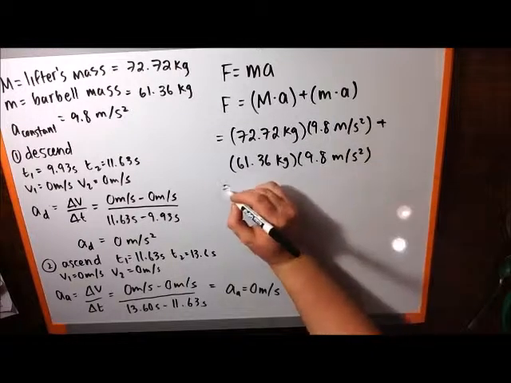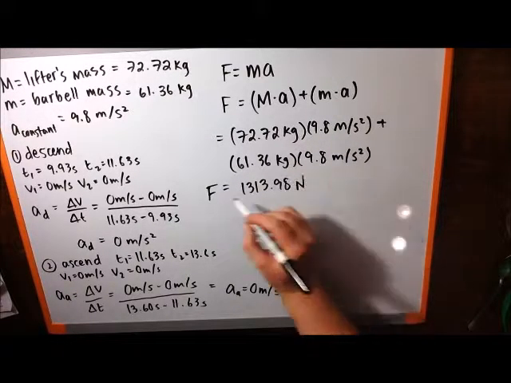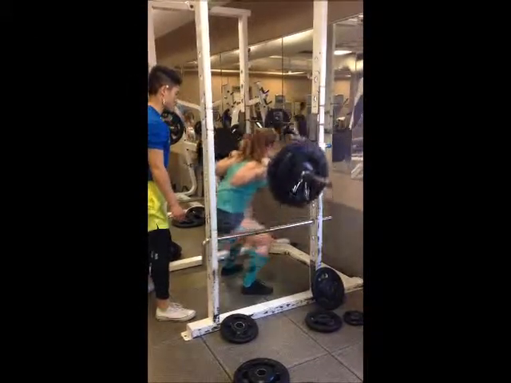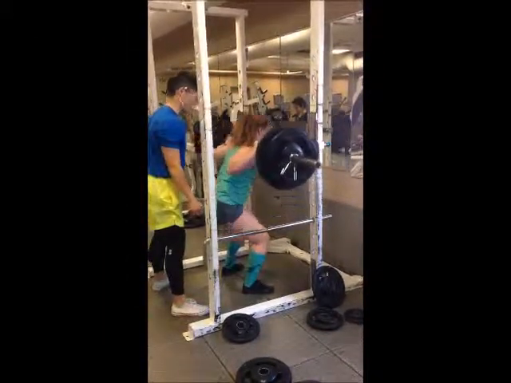Since the downward force exerted on the lifter is 1,313.98 newtons, they must exert the same force, if not more, in order to get out of the hole and stand back in the initial position.